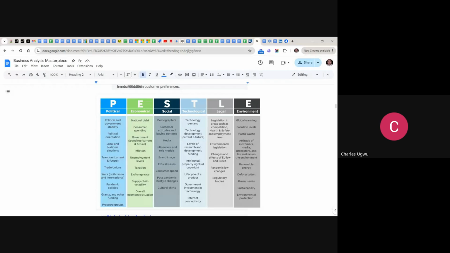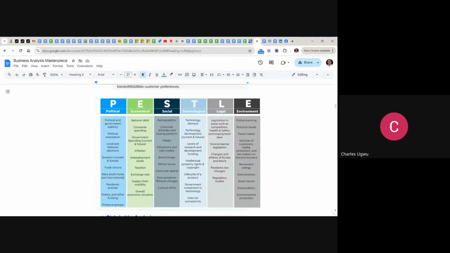If there is a pandemic going on, you need to understand the policies. Is there any pandemic policy, like we saw during COVID-19? Or is there any local or national election coming up? Some of all these things are the factors we need to look at when we talk about the political environment.